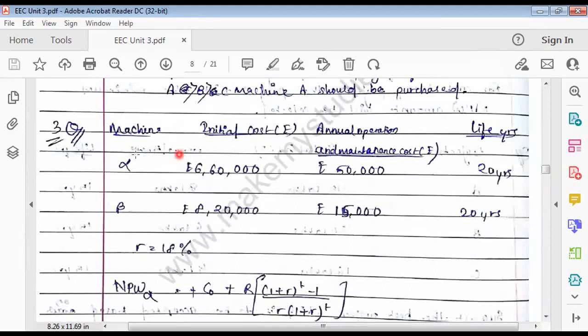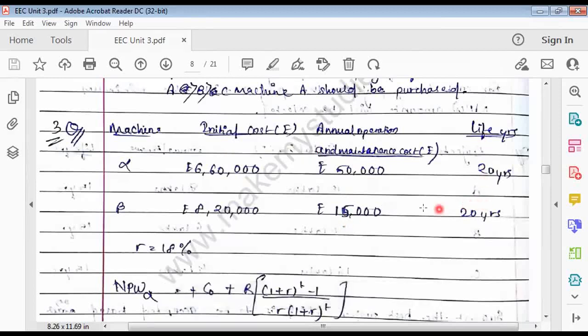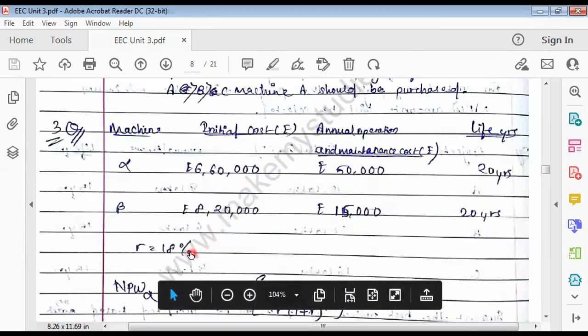Alpha and beta are the two machines that are being considered. The initial costs are 6,60,000 and 8,20,000 respectively for alpha and beta. Their annual operational and maintenance costs are 50,000 and 15,000. The life is 20 years, and the rate of interest is 18% compounded annually.